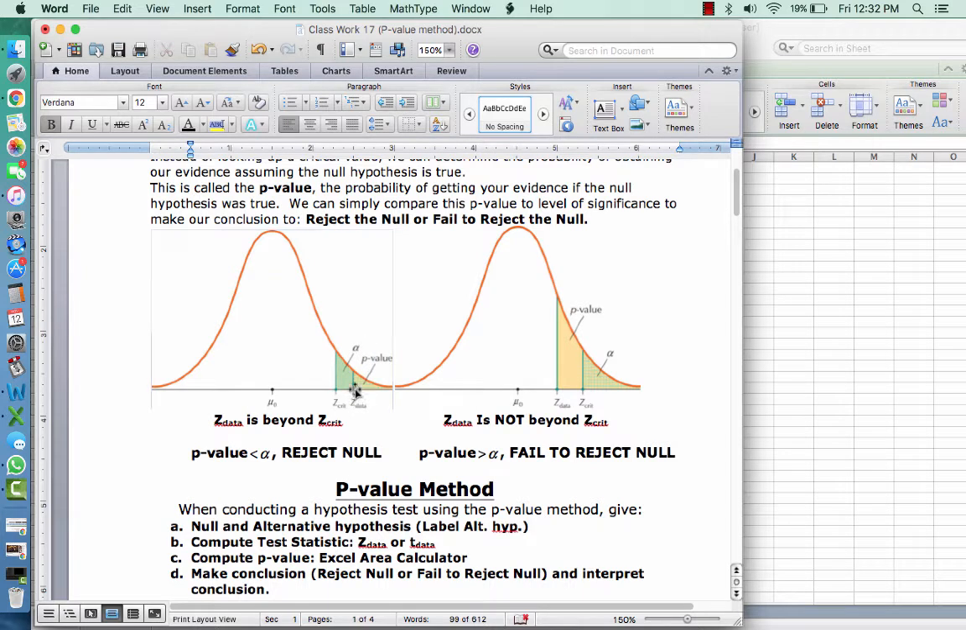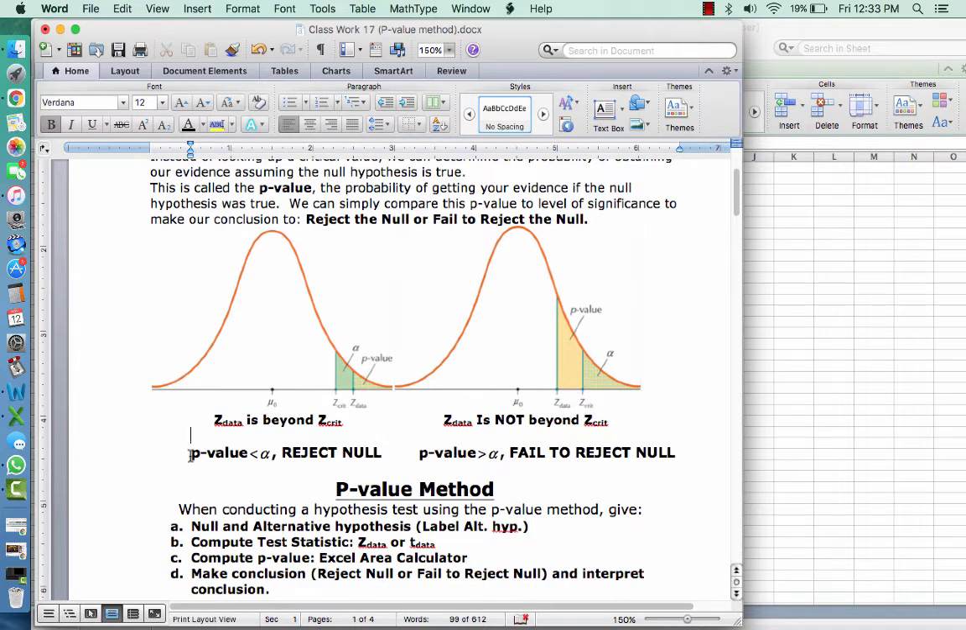So anytime the z data is beyond the z crit, the probability area, the p-value of getting that test statistic or anything more extreme, will always be smaller than alpha. The reverse would be true whenever the test statistic or z data is not beyond the critical value. Then clearly the p-value, which is the area to the right of that curve in a right tail test, or the area beyond the test statistic, is going to be much greater than alpha.